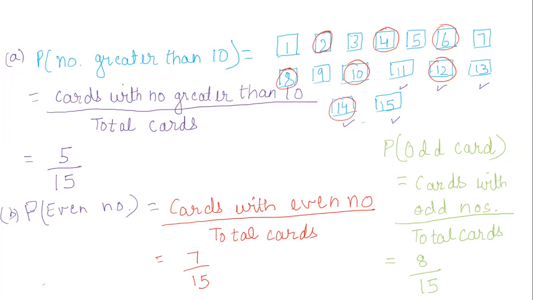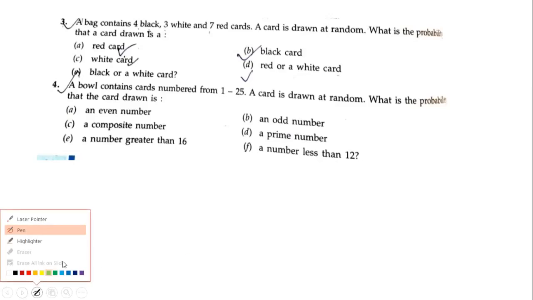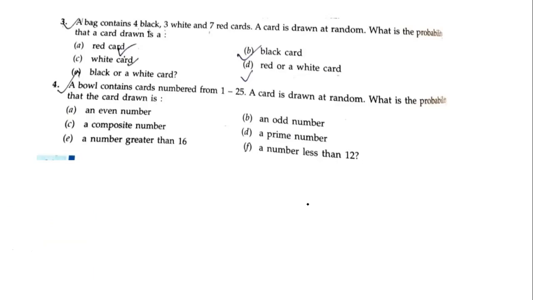Okay. Now, coming to the next question. A bag contains 4 black, 3 white and 7 red cards. So let us draw. क्योंकि हमें ड्रॉ करना अच्छा लगता है, we like to draw the cards. ब्लैक कार्ड्स कितने हैं हमारे पास? 4. We have 4 black cards.